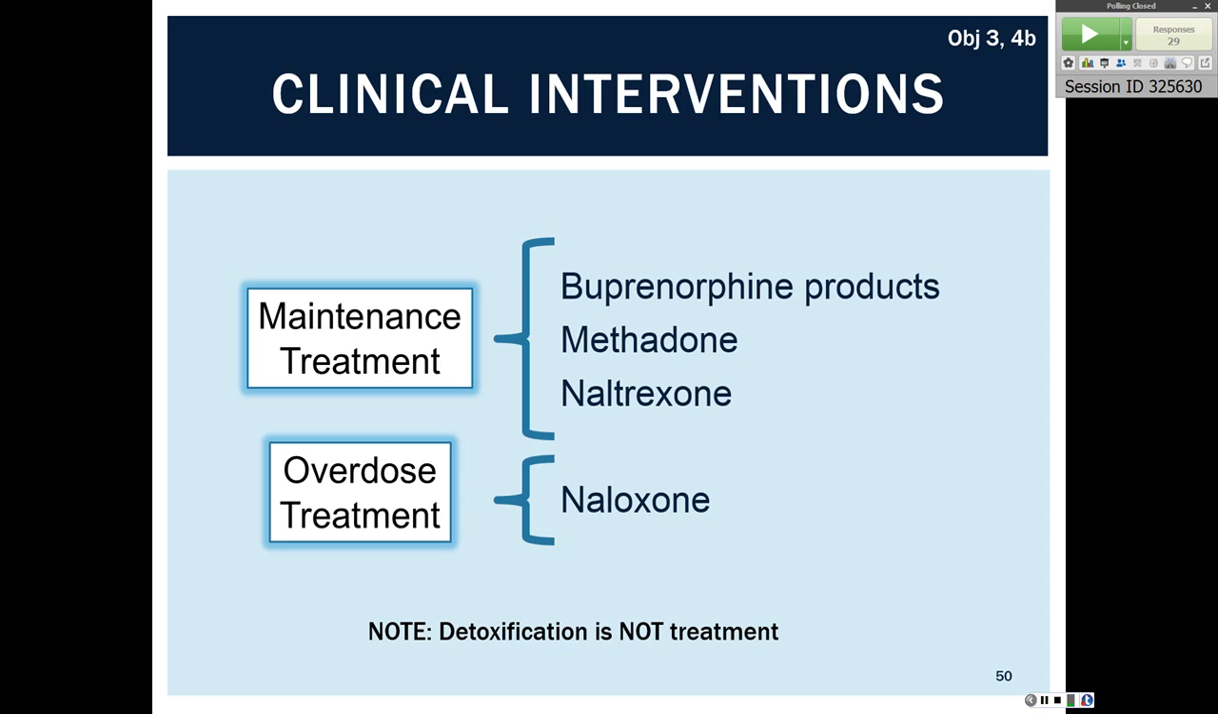But then thinking about what we can do medication-wise, there's what's called maintenance treatment, which is buprenorphine products, methadone, and naltrexone, and we'll talk about how those all play a role for opioid use disorder. Think of maintenance treatment the same way you think of insulin as maintenance treatment for somebody with diabetes. And then there's what to do in the case of an opioid overdose, and that's when you use naloxone or Narcan.